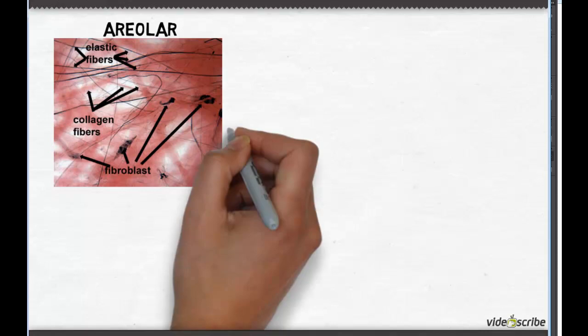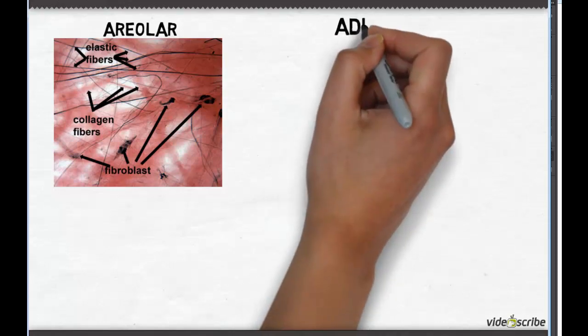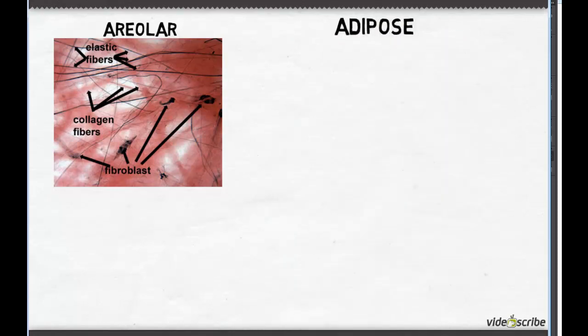The matrix of areolar tissue has a jelly-like consistency. The tissue is found under epithelial tissues. The cells found in this tissue include fibroblasts, mast cells, and macrophages. These cells are the first line of defense. The collagen fibers, or white fibers, are seen here as thick pink lines. Elastic or yellow fibers are the finer black lines.